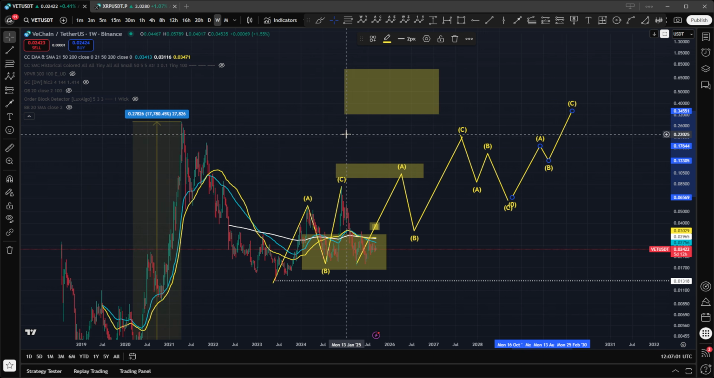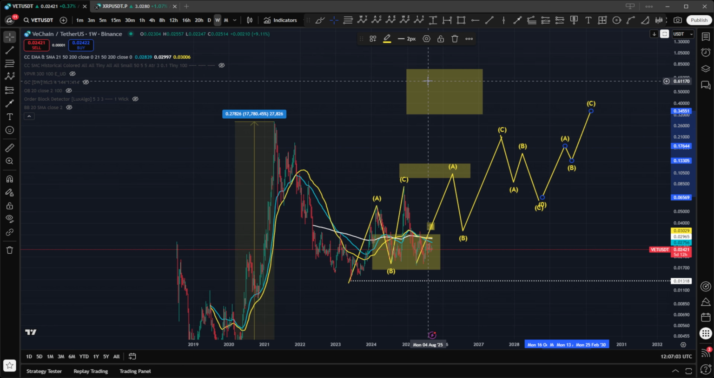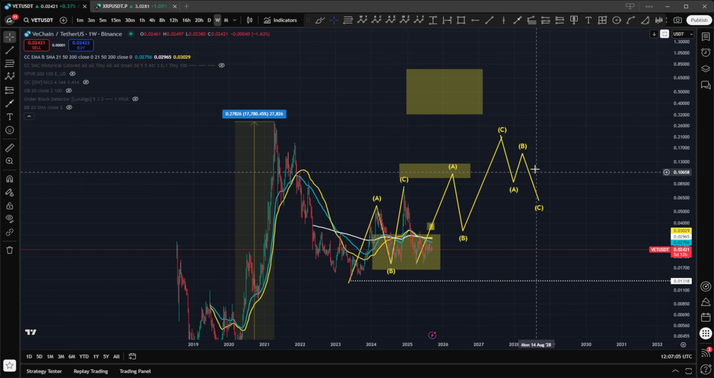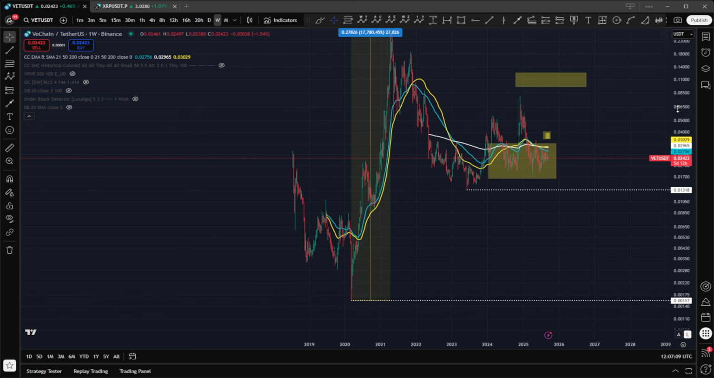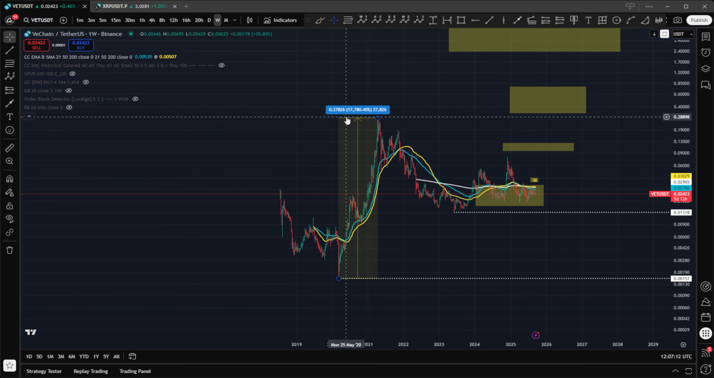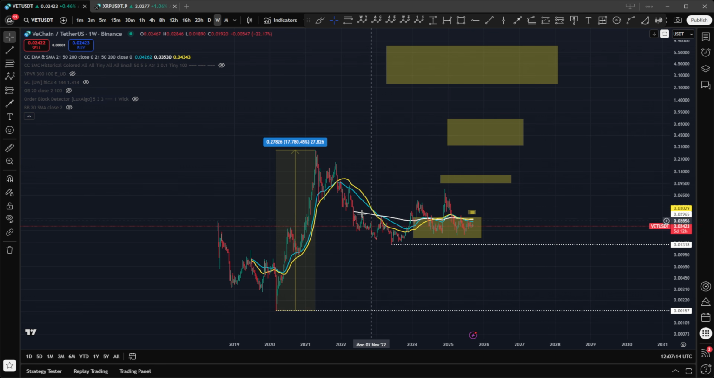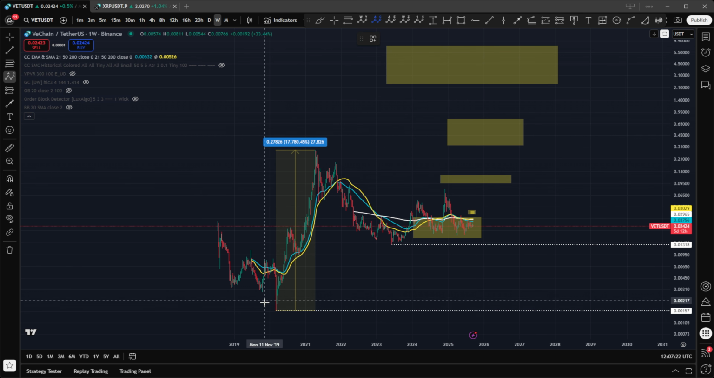Why this target range though? Is it just randomly drawn? No, it's not random at all. It actually relates to what happened back in 2020 and 2021. For us to see the growth that we did, which was 17,780%, and then cool off into 2022 and 2023, the aspiration is for the price action to at least make a new all-time high, based on the very principles of Elliott Wave.